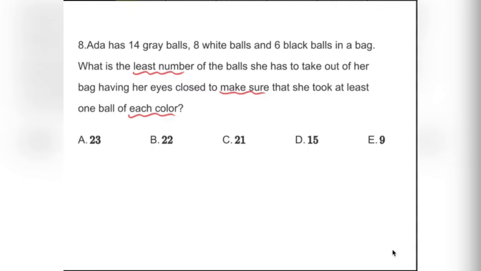If you are the unluckiest person in the world, then you have to take more balls, right? So here, which color has the most balls? Yes, that is the gray one. So now let's start from 14 and then move on to the white, plus 8. And then plus here. As long as you get one more ball, you can get every color, right? So based on this, we plus 1. Then the answer is 23. We choose 8.